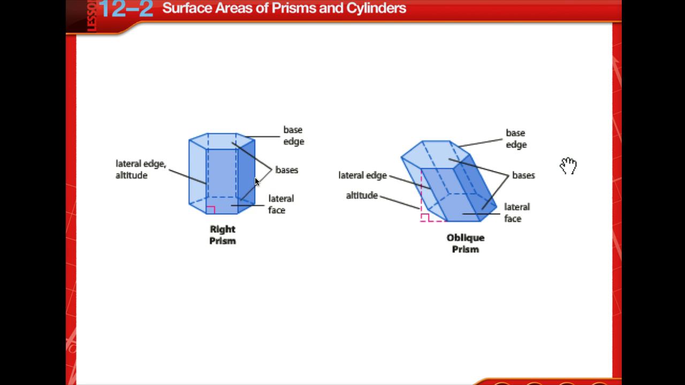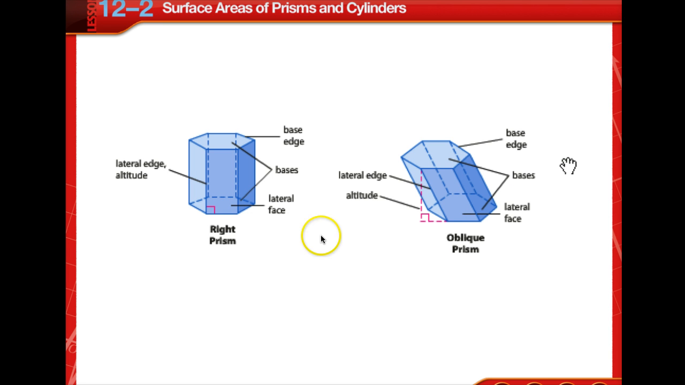Lateral faces intersect each other at the lateral edges, which are all parallel and congruent. The lateral faces intersect the base at the base edges. The altitude is a perpendicular segment that joins the planes of the bases. So there's an altitude. It's perpendicular to the segment that joins the planes of the bases. The height is the length of the altitude.